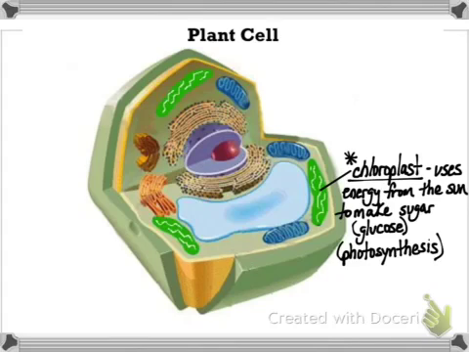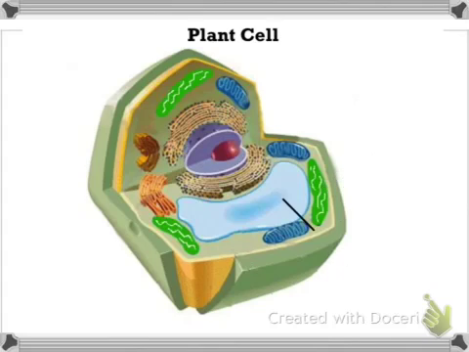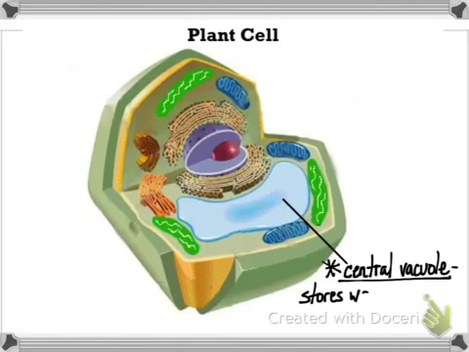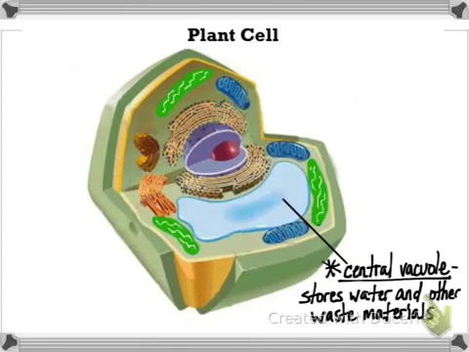And the final structure in a plant cell is called the central vacuole. The central vacuole is that large blue structure, almost like a pool, and that's what it kind of is, because it actually stores water and other waste materials that the plant may create. So these are all the structures found in a plant cell. Many of them are also found in an animal cell, except those last three: the cell wall, the chloroplast, and the central vacuole.